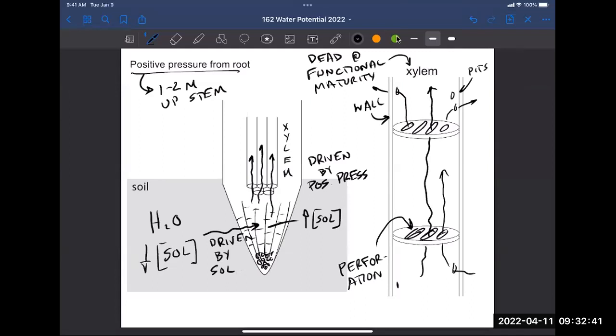Xylem, on the other hand, when it is ready to do the job that it was born to do, has got to be dead to do that job, right? So a living xylem cell is not any use to the plant. So at functional maturity, when it reaches that state where it's ready to do its job, the death of the cell is the last part of that.